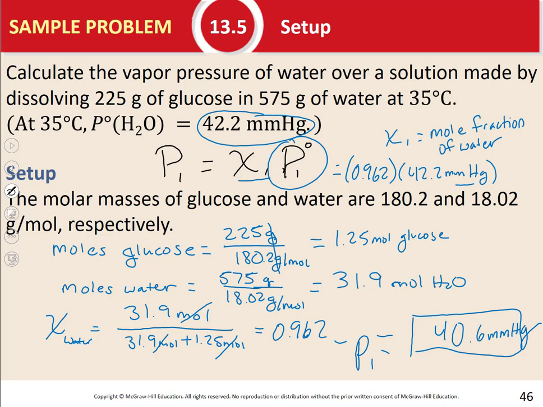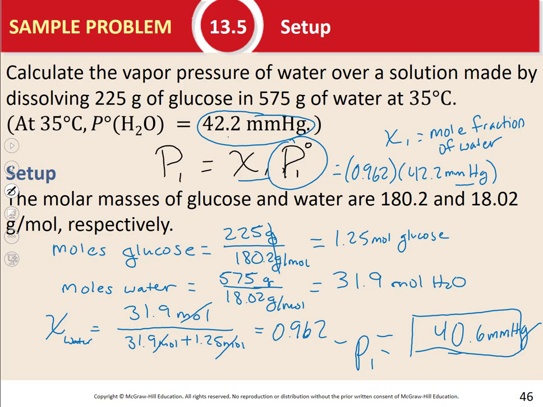Remember, in order to boil, this number has got to get up to, what is the pressure, assuming here at sea level? What is our pressure here? 760. So by adding sugar, I went from 42.2 down to 40.6. Did I get closer or further from boiling?